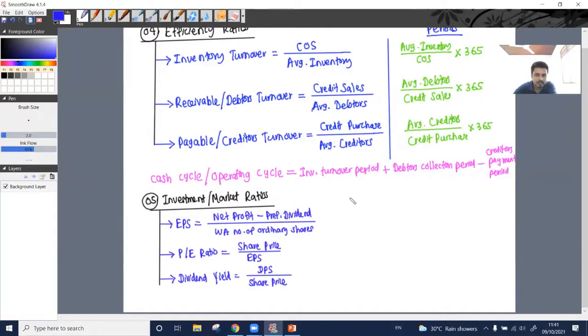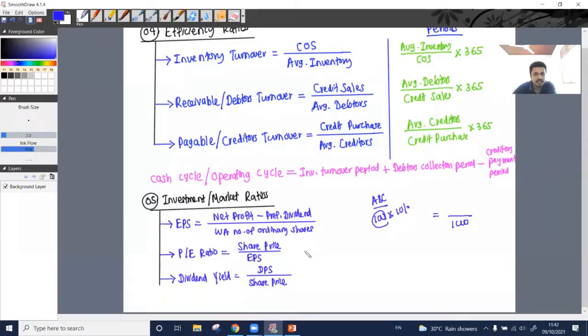And think like this: a company called ABC. I am going to purchase 100 shares at 10 rupees each. So what is my investment? 1000. My investment is 1000, since I am buying 100 shares at 10 each.